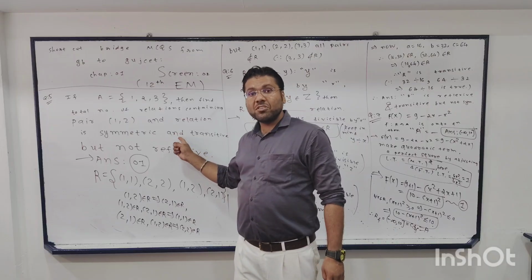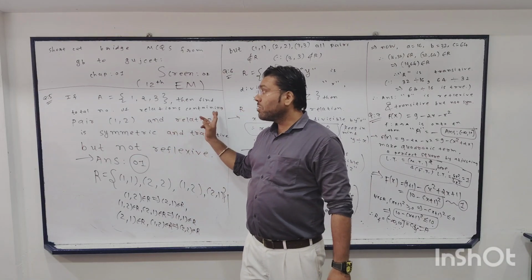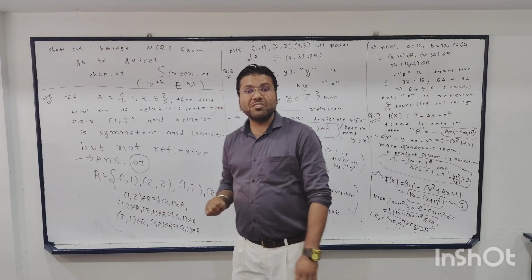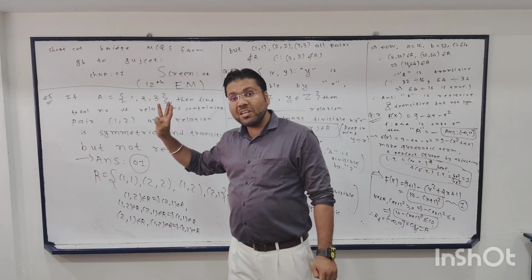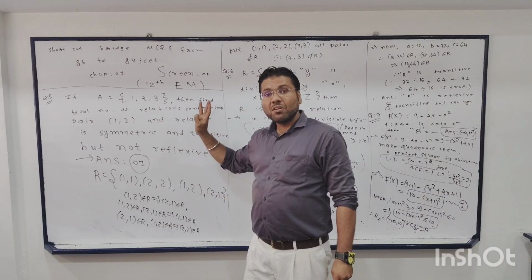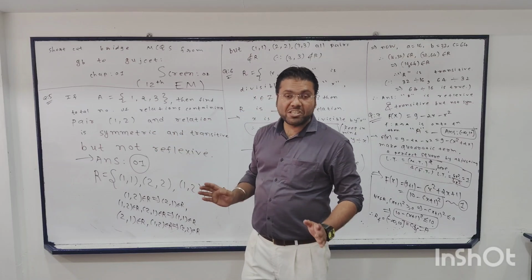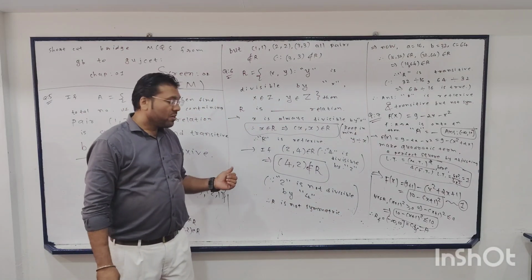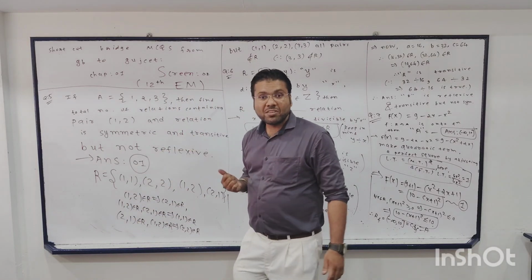So if the question is twisted like this, maximum number of relations, and the pair (1, 2) is not mentioned, then your answer will be a maximum of 3 relations possible which are not reflexive but symmetric and transitive, friends. So this was question number 5. This was asked in the GUJCET 2025 exam.